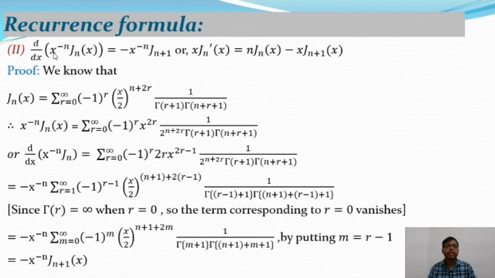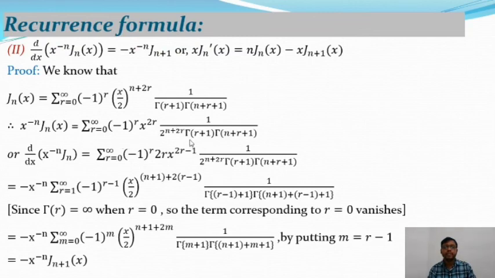So now multiplying by x to the power minus n on both sides, we'll get x^(-n) J_n(x) equals the summation over r equal to 0 to infinity of (-1)^r. Okay, and you know (x/2)^(n+2r) is equal to x^(n+2r) by 2^(n+2r), and after multiplying by x^(-n) on that summation, we get x^(2r) into 1 by 2^(n+2r) gamma(r+1) into gamma(n+r+1). So this term is fixed in that case.